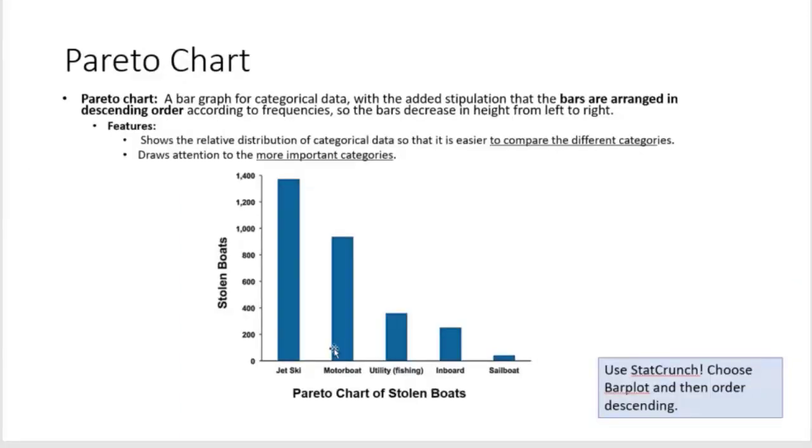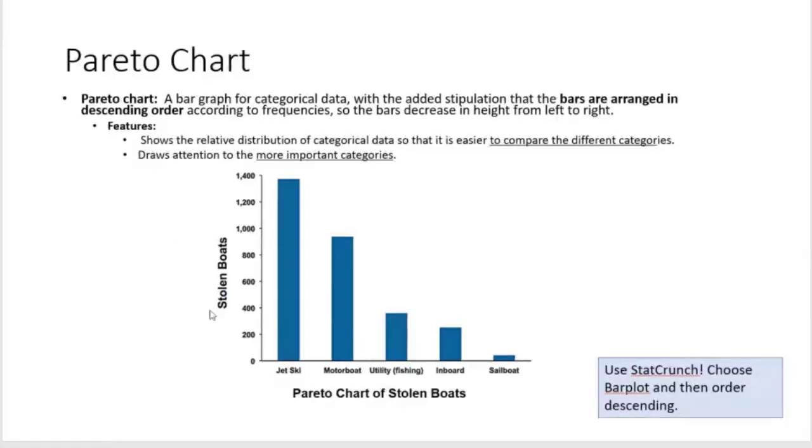This Pareto chart is a type of bar graph. You can see we have categories down here: jet ski, motorboat, utility, fishing, inboard, and sailboat. But a Pareto chart is sorted so that they decrease from left to right. So if you're doing a Pareto chart and you want to use StatCrunch, you're going to choose a bar plot. But then you have to tell it to sort it, or put it in order. I can't remember if it said order or sort, but you have to tell it to sort it.